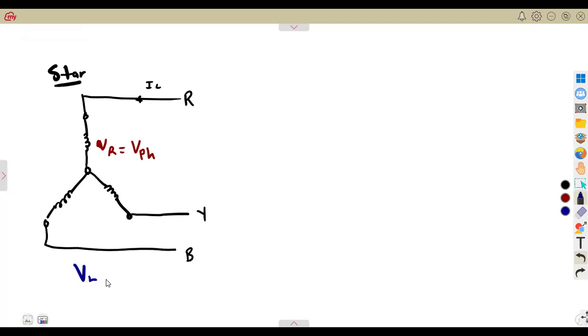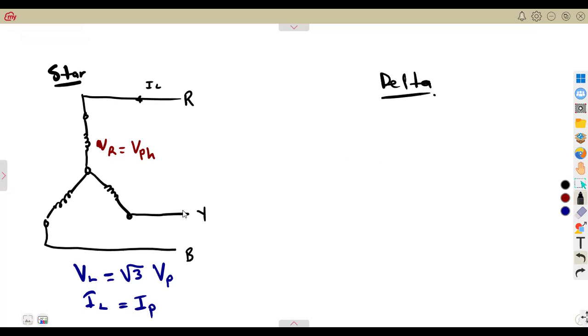The voltage across the line is equal to the square root of 3 times the voltage across the phase, each phase that you're considering. So you're going to use the square root of 3 to consider that. But for the line current, we are going to see that the line current is equal to the phase current in a star connection. Then in a delta, we are going to have another part.